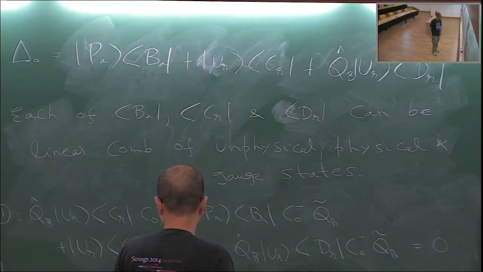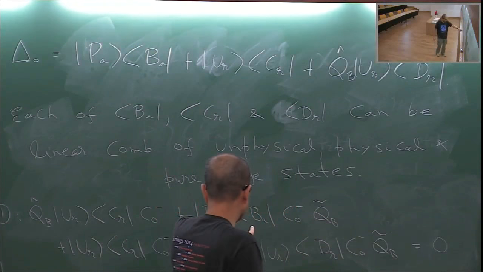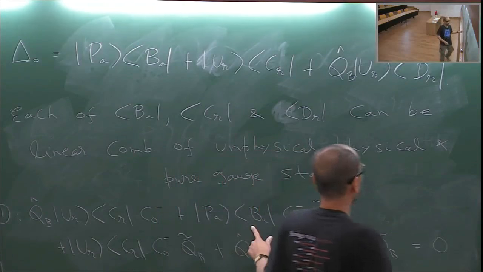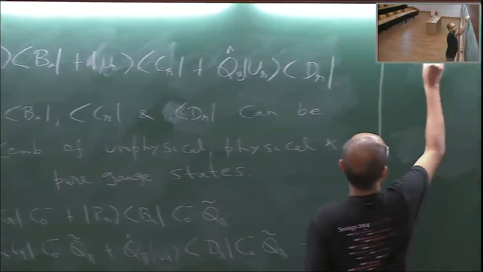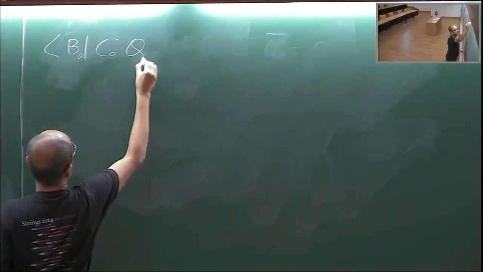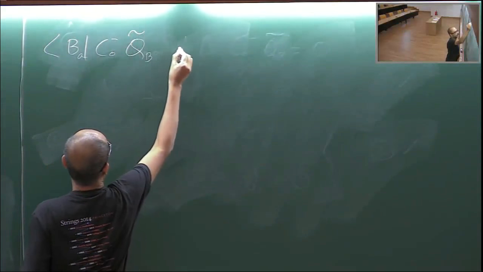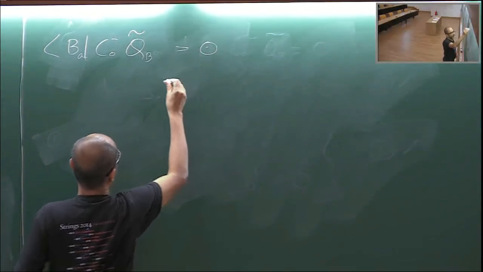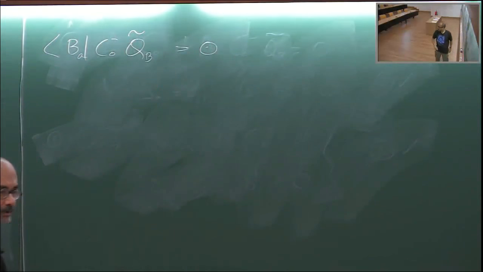So this gives a certain relation. So first let's look at this term. BA C0 minus QB tilde equal to 0. Okay, we can put a B0 minus here if you want.